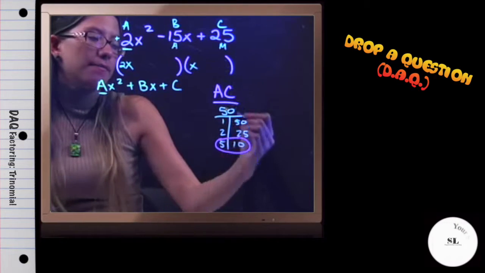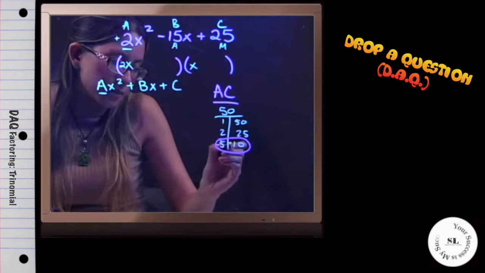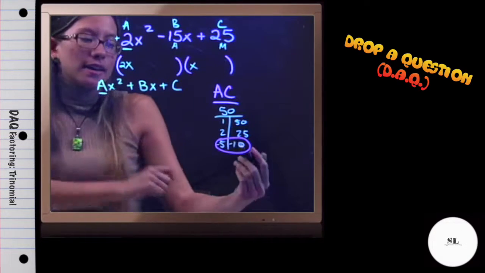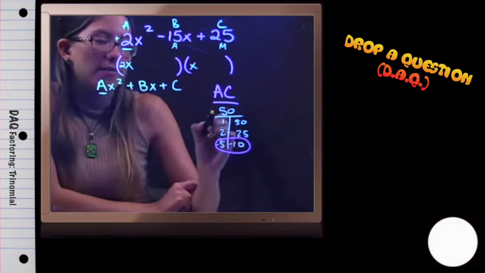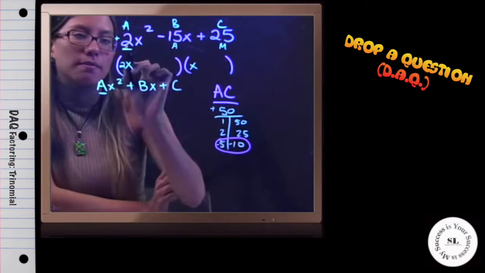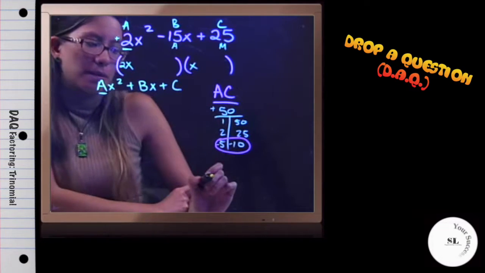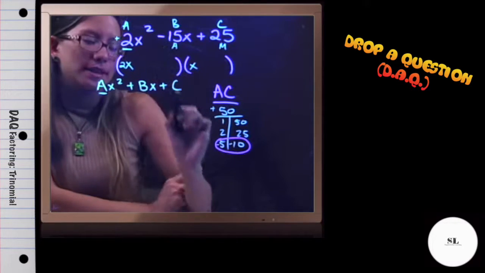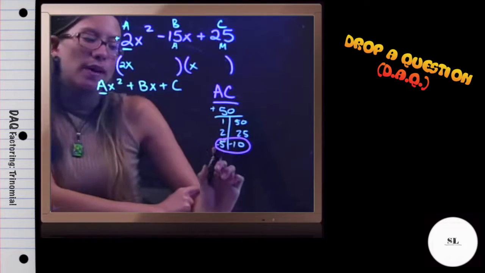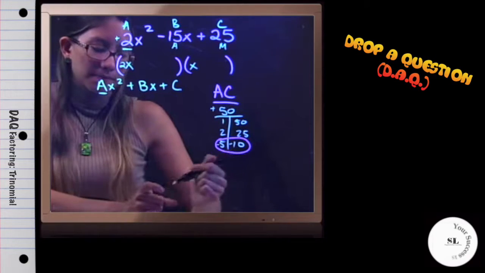And if I actually assign a negative to both, negative 5 and negative 10, multiplied together, they give me positive 50, and that's what I need. But when I add them together, they need to be negative 15. That's why I'm assigning negatives to both of these.